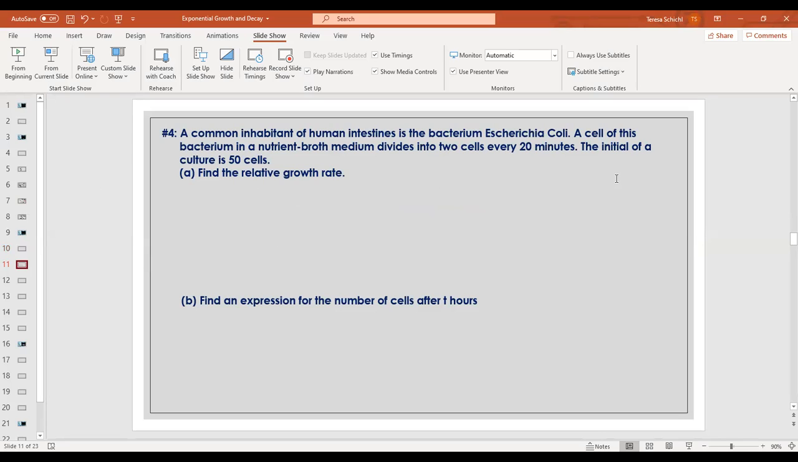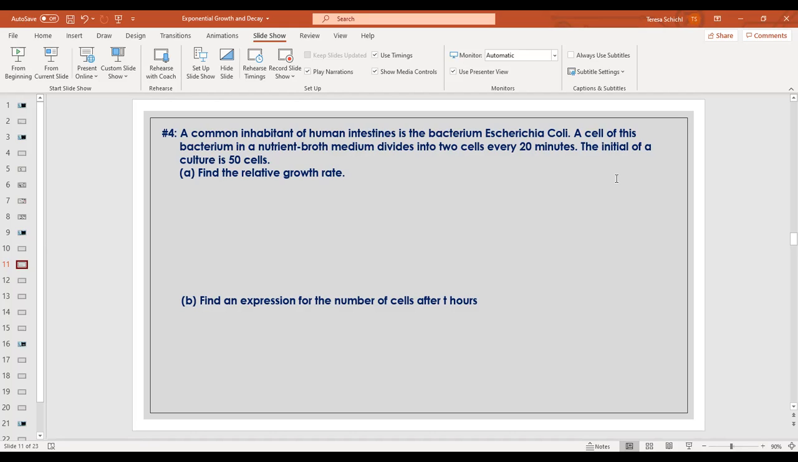So the first problem tells you a common inhabitant of the human intestines is the E. coli. Cells of this bacterium in a very nutritious medium divide into two cells every 20 minutes. The initial culture is 50 cells, and I want to find the relative growth rate here.